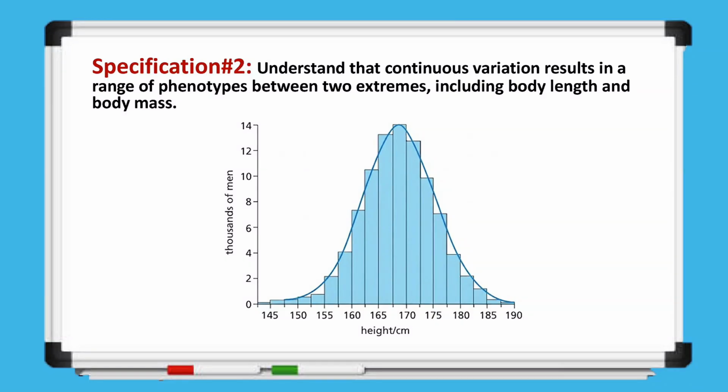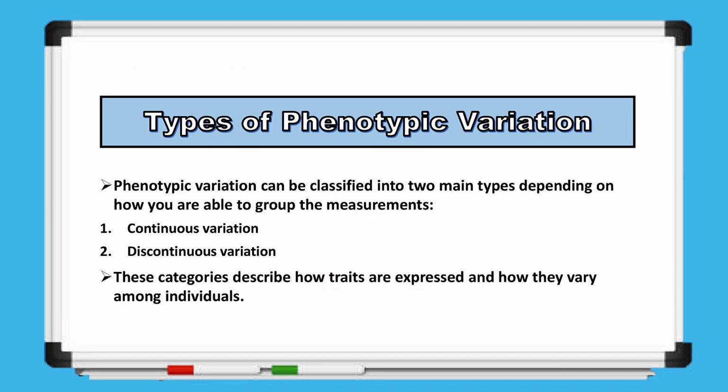Now let us move on to specification number 2. This part asks us to understand that continuous variation results in a range of phenotypes between two extremes, including body length and body mass. Now, phenotypic variation can be divided into two main types, depending on how the traits are measured and grouped. The first type is continuous variation.